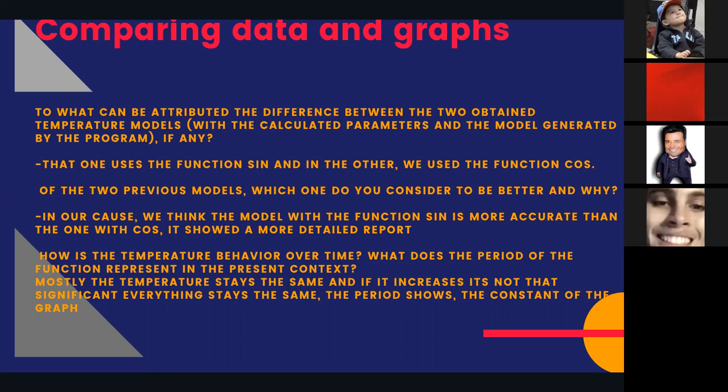How is the temperature behavior over time? What does the period of the function represent in the present context? Mostly, the temperature stays the same, and if it increases, it's not that significant. Everything stays the same. The period shows the constant of the graph.